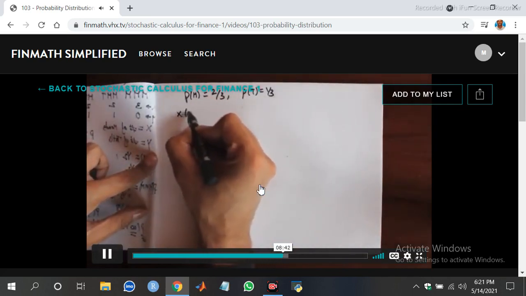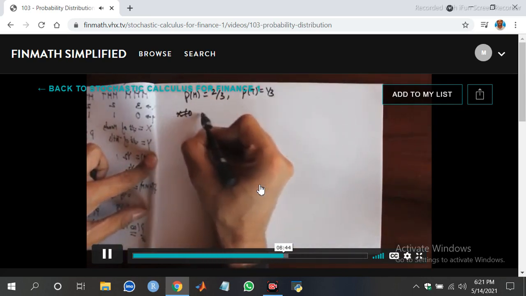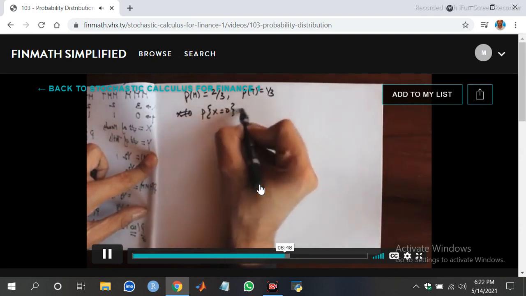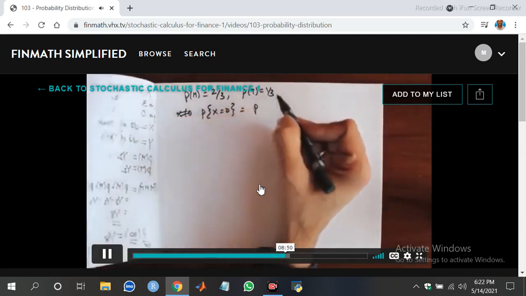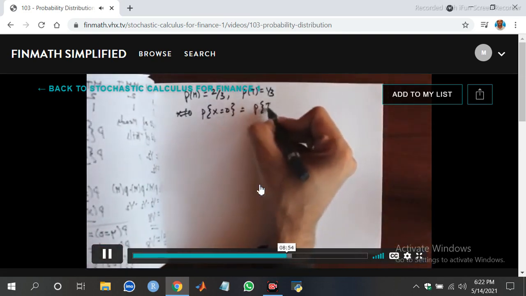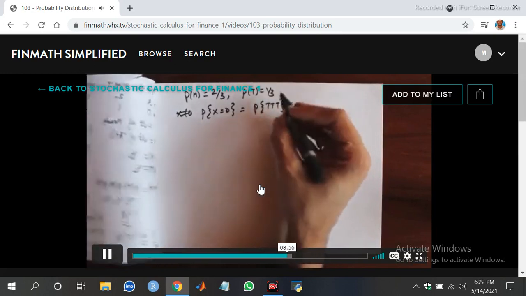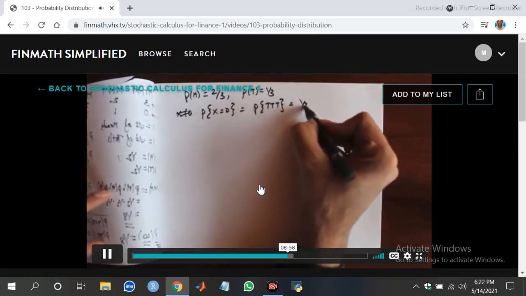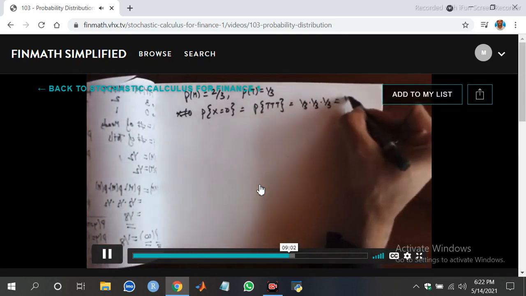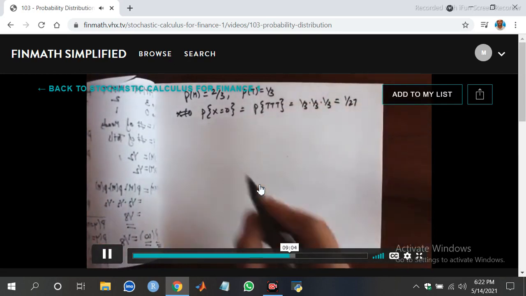So again, the probability of x equals 0 is equal to the probability of getting tail, tail, tail, and that would be equal to 1 by 3 times 1 by 3 times 1 by 3 equals 1 by 27, right?